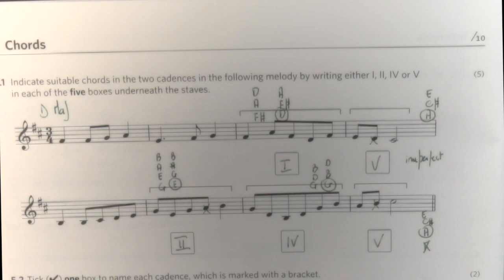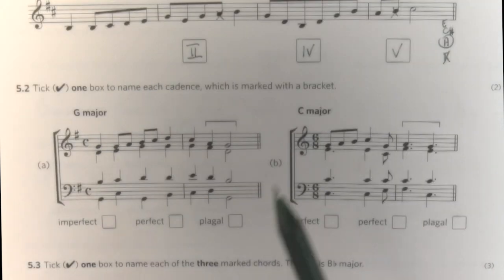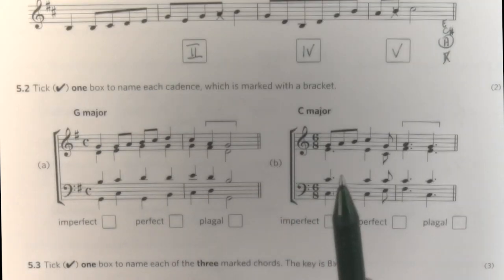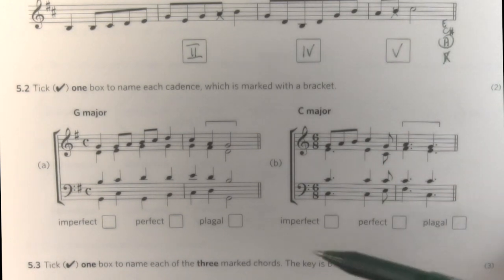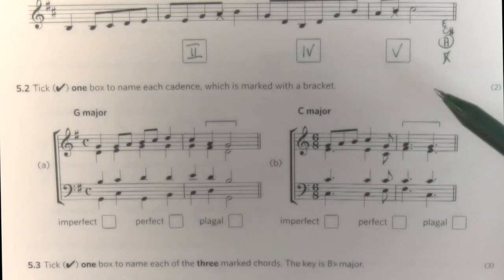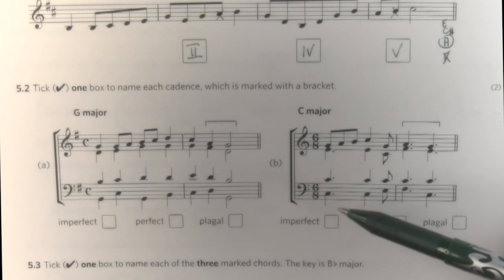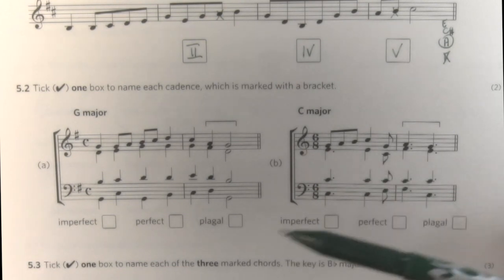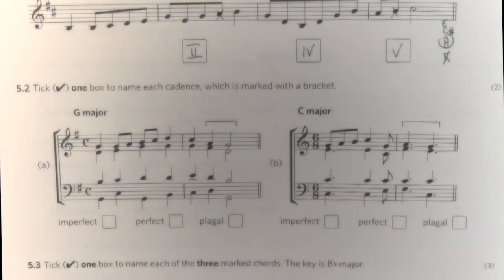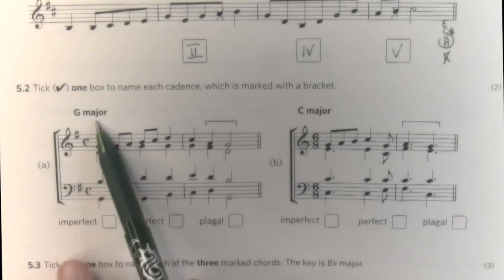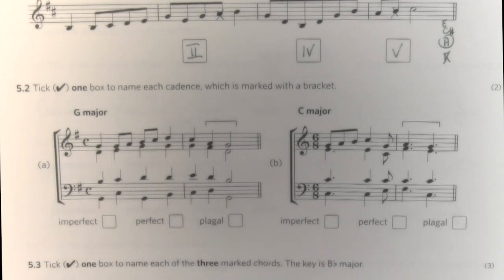Question 2. In this question we need to do the same as above, literally the same. The only thing is that above I've written the names of the cadences as an extra thing. Here we need to identify the cadences, and we've been given the key. Thank you very much, very helpful.